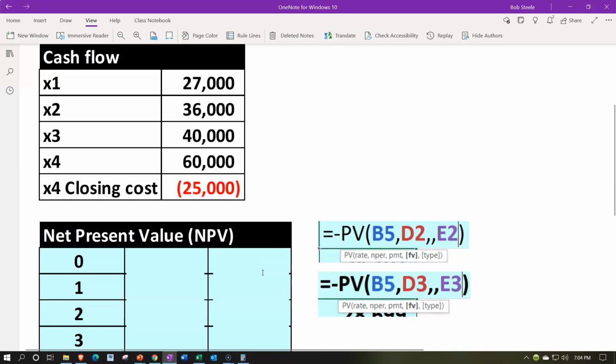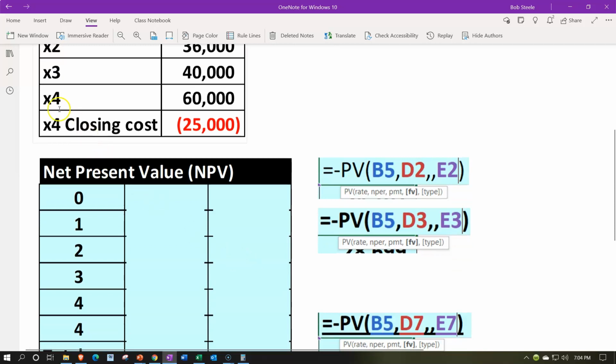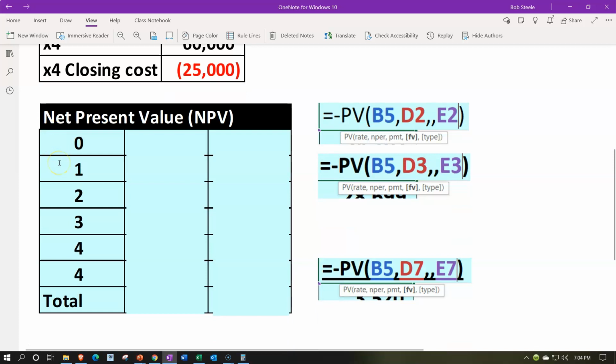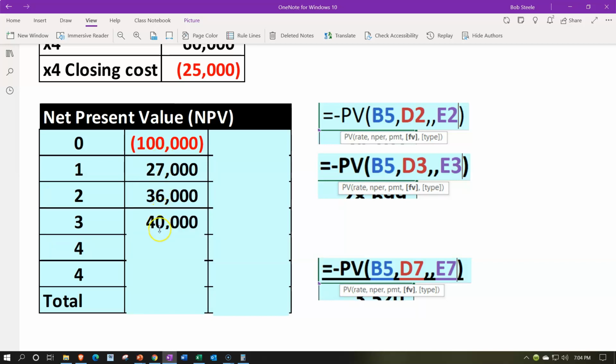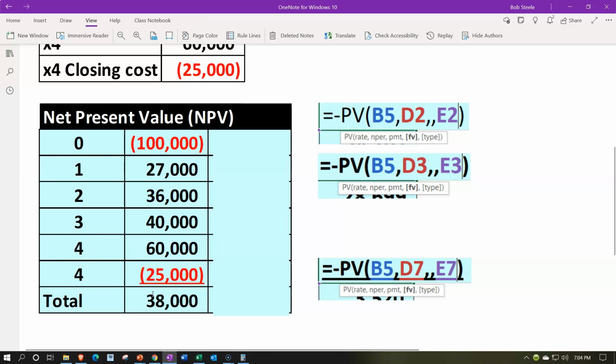So now let's do our present value calculations, and note that that closing cost is also in the same year. So we've got to be careful that when we set up our flow of payments, we make sure that we pick up the proper year. So we're going to say period 0, that's the 100,000 we put in. Period 1, one year away, we're just going to have the 27,000, the 36,000 in year 2, 40,000 in year 3, 60,000 in year 4, and then year 4 over here also we have the 25,000. Note at the end of this flow assumption, we're going to have to present value both of these.